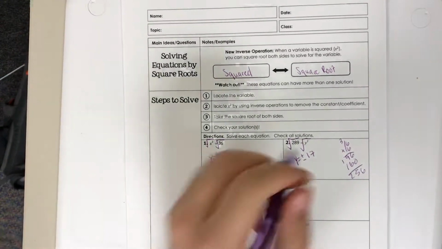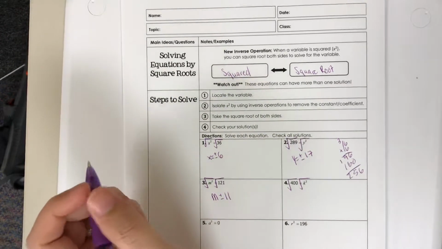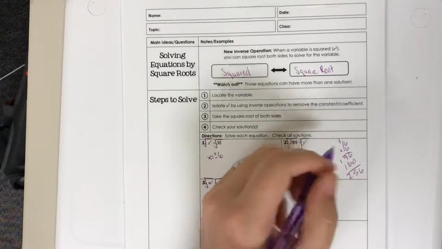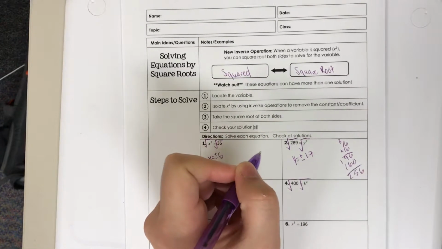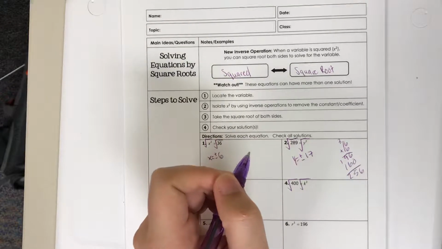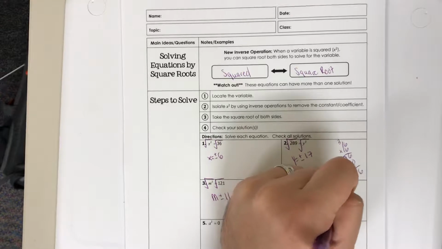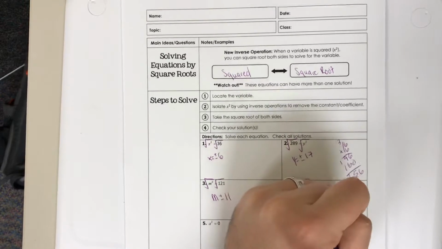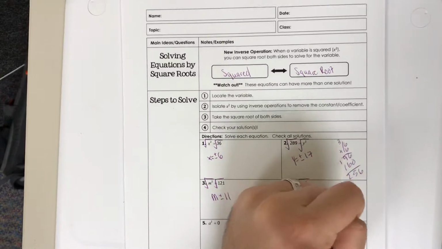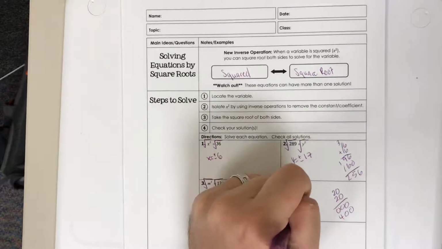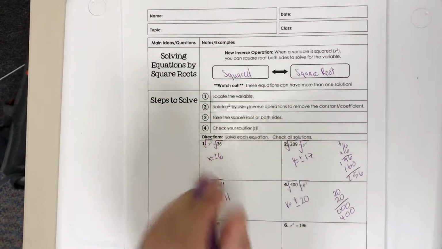Square root of 400, so what times itself will give me 400? And so in this case, 17 was 289, so I'm going to try 20. 20 times 20 is 400. Looks like 20 works, so positive or negative 20 is equal to k.